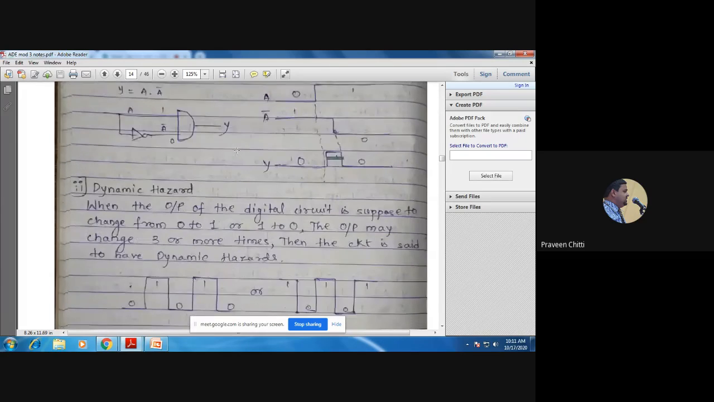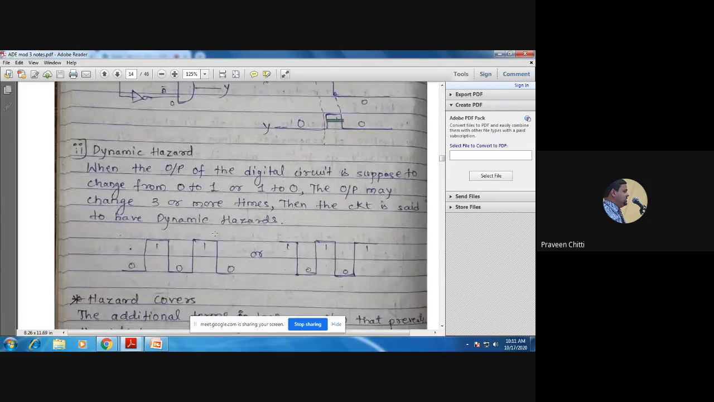Similarly, dynamic hazard, I have already explained. When the output of the digital circuit is supposed to change from 0 to 1 or 1 to 0, the output may change 3 or more times, then the circuit is said to have dynamic hazard. So what is the main reason for these hazards? Of course, the gate delays, propagation delay, and it is like an inherent property of the logic circuits that they come across one of these three hazards, that is either static 0 hazard, static 1 hazard, or the dynamic hazard.